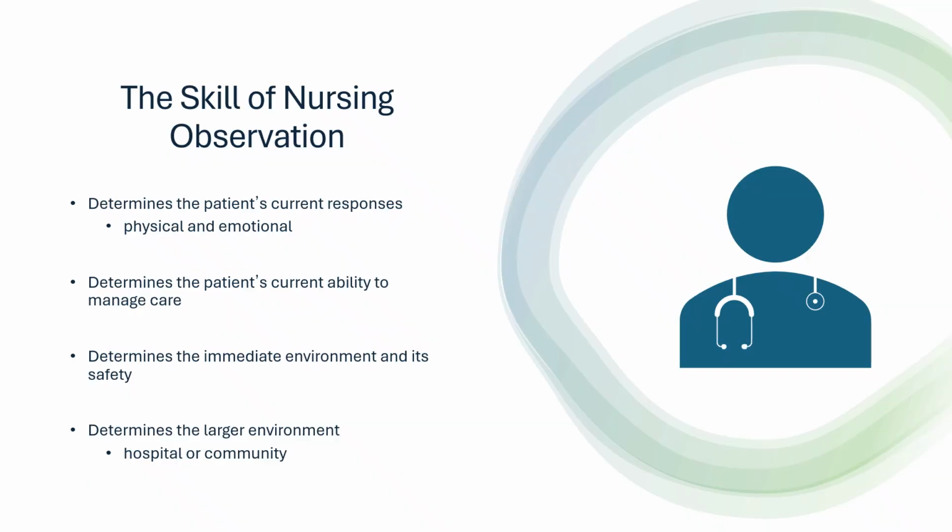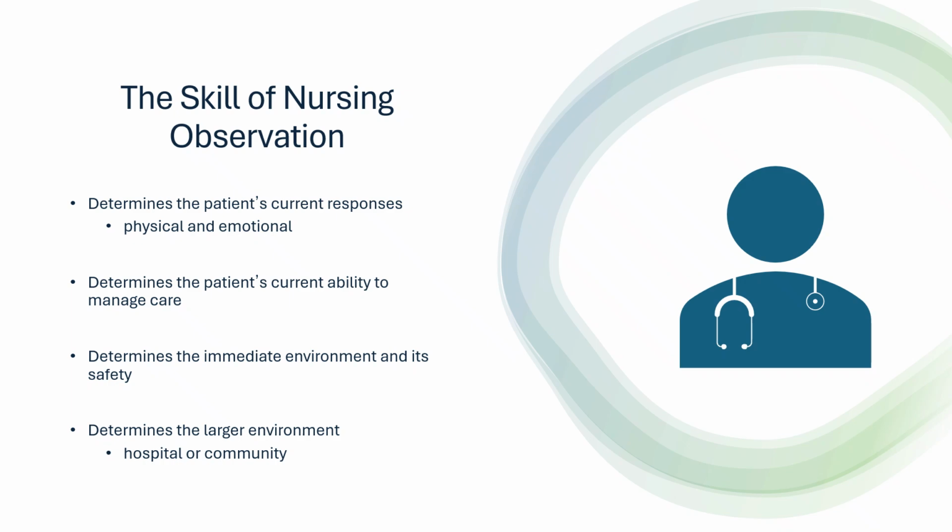A key skill in both methods is observation. This is the deliberate use of the five senses to gather meaningful data. Skilled nurses observe and interpret patient responses during every interaction. When observing, ask yourself: what are the patient's physical and emotional responses? Can the patient manage their care or do they need help? What environmental factors are relevant? Equipment, safety, people present? What's happening in the larger context, in the hospital or the community?